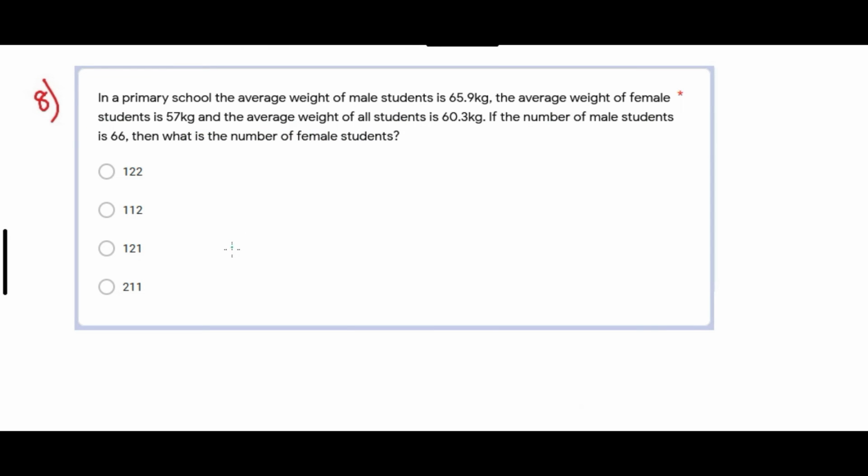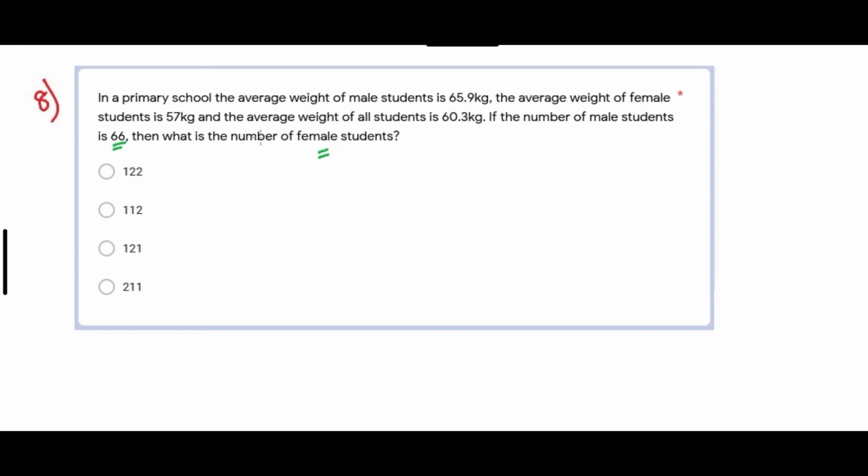This is the 8th question. In a primary school, the average weight of the male students is 65.9 kg. The average weight of female students is 57 kg. The average weight of all students is 60.3 kg. If the number of male students is 66, then what is the number of female students? This is just like a percentage problem, but here a number has been given, so we can come up with the female number. Very simple.